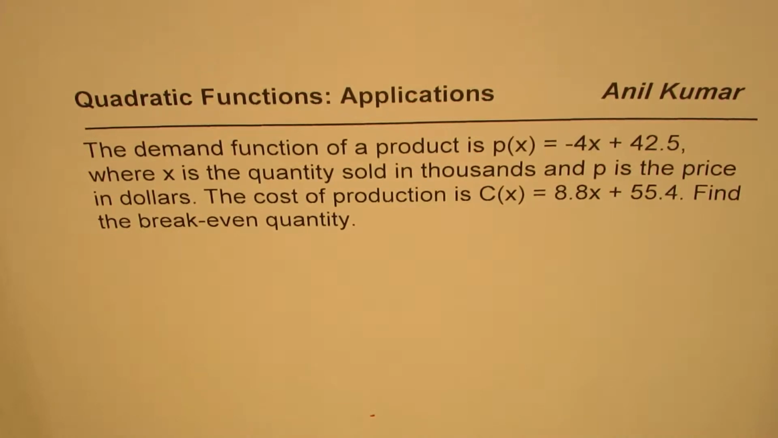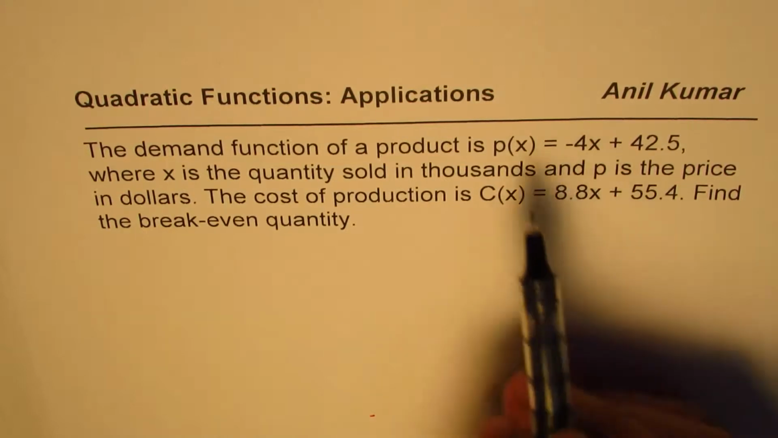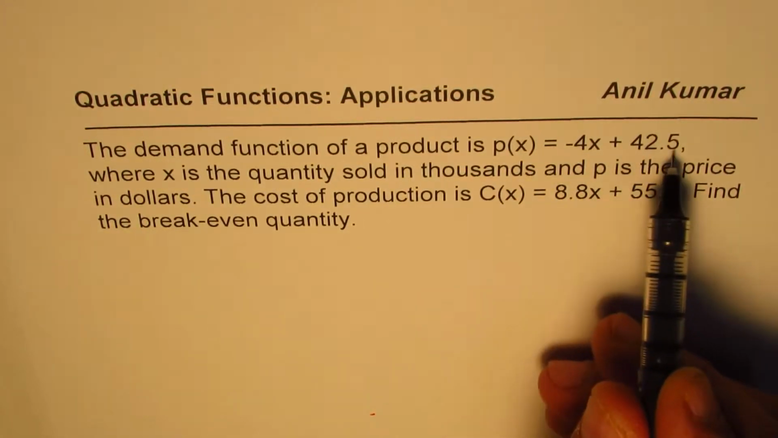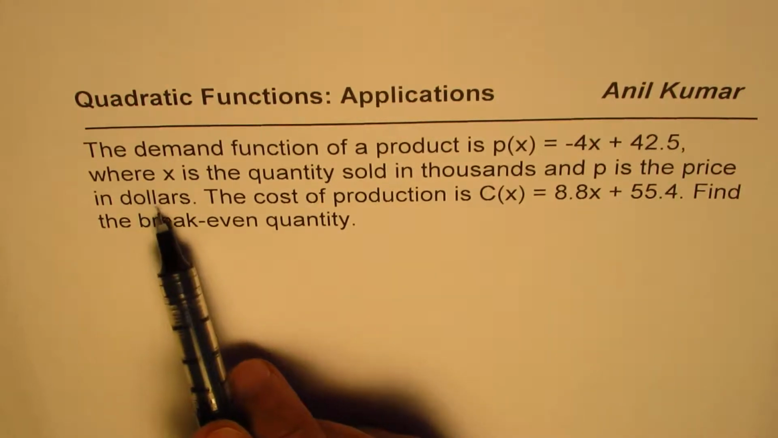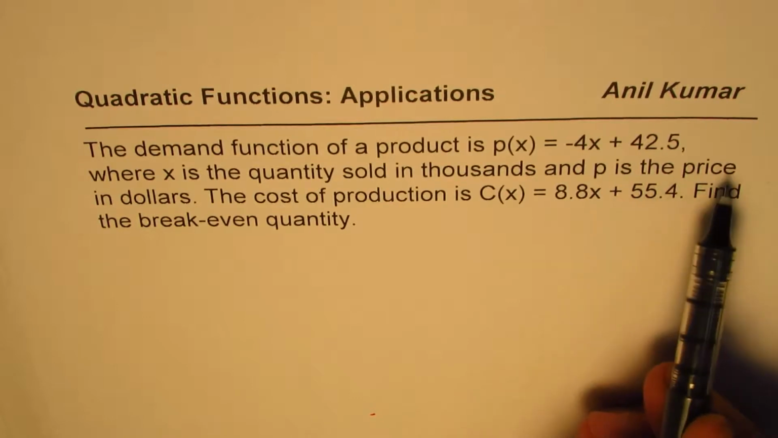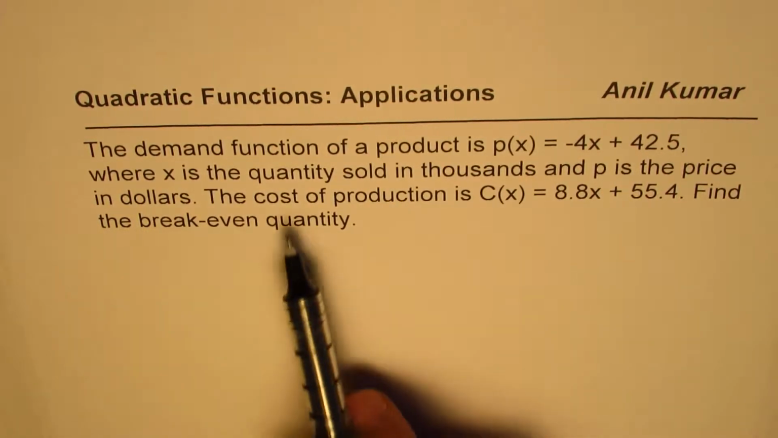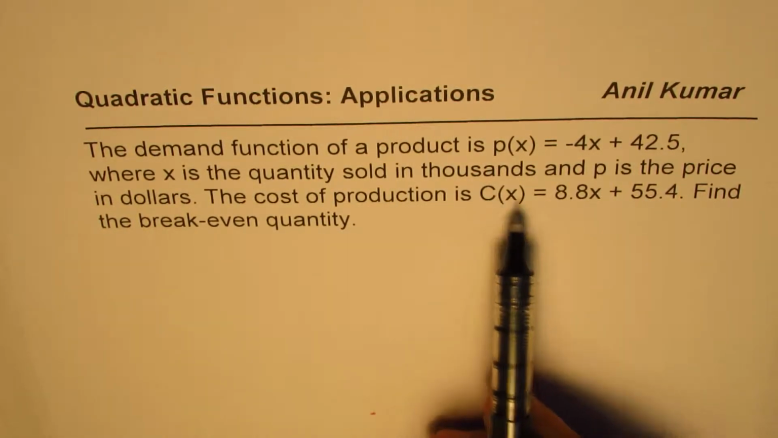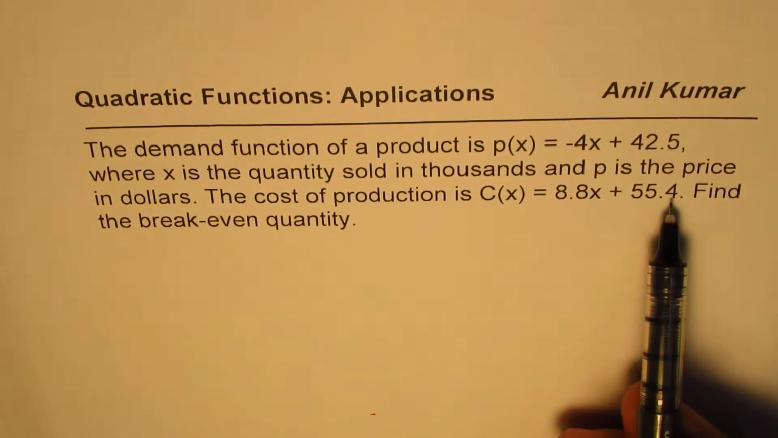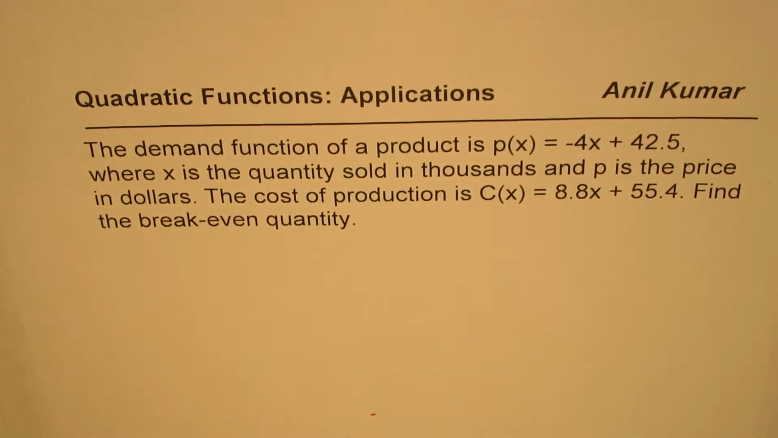The question here is, the demand function of a product is P of x equal to minus 4x plus 42.5, where x is the quantity sold in thousands and P is the price in dollars. The cost of production, C of x, is equal to 8.8x plus 54.4. Find the break-even quantity. That's the question for you.